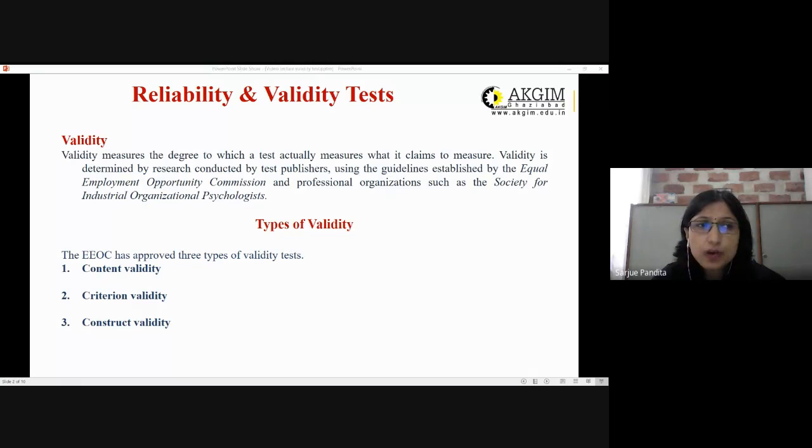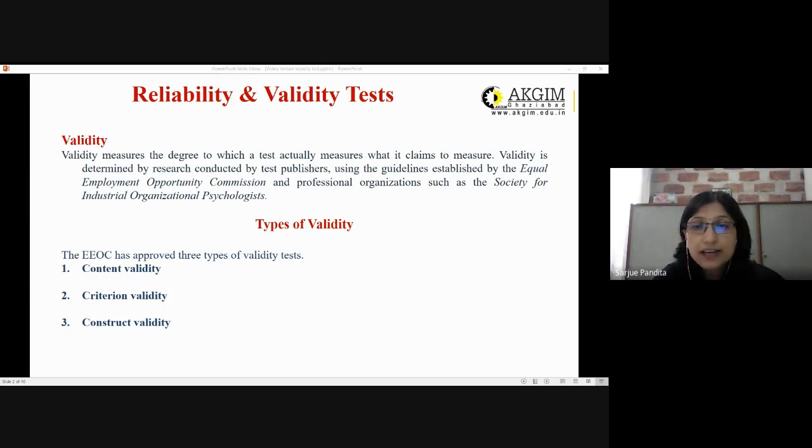That means you are validating a person's content, how good he is in the content required to perform a particular job. For example, let us suppose you are a computer operator, a front desk officer. So your typing speed, receiving commands, for example dictations, what is your typing speed, what is the percentage of errors, how fairly you are removing those errors while typing.